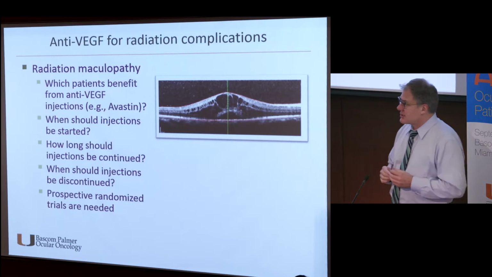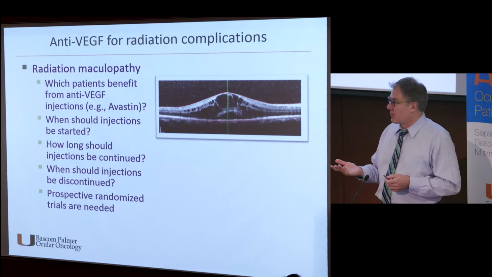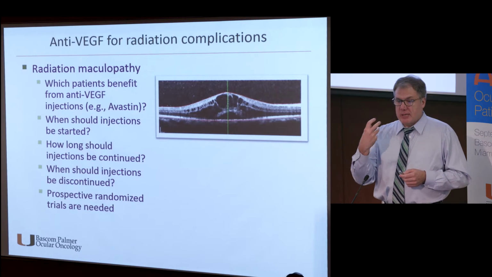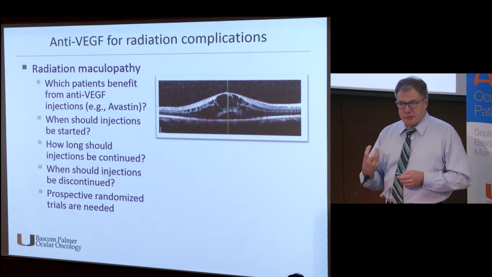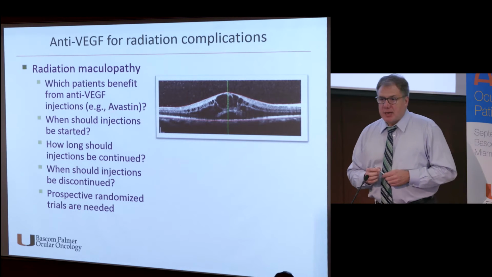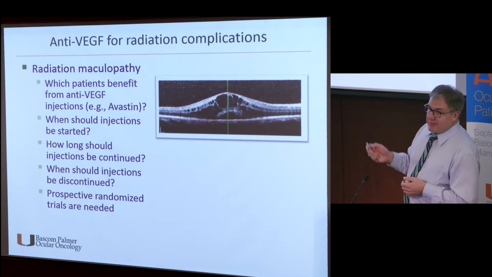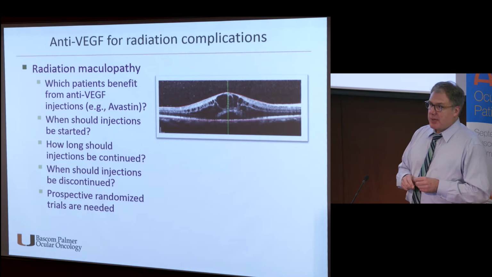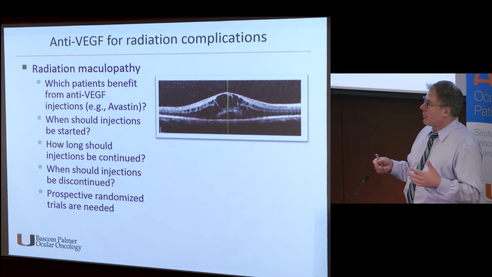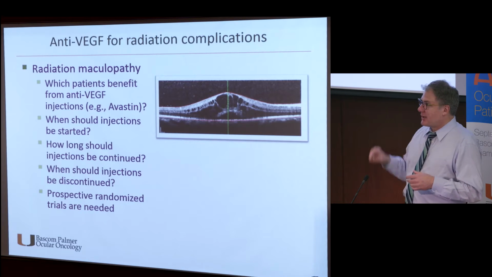Now, I think most of us agree that there isn't really a treatment for radiation optic neuropathy. That's where you basically get a stroke in the optic nerve. There's not really a good treatment for that. However, for radiation maculopathy, there are a lot of us who think that this type of drug called anti-VEGF therapy, you may be familiar with the name Avastin or bevacizumab or Eylea. Do any of these names ring a bell to anybody?